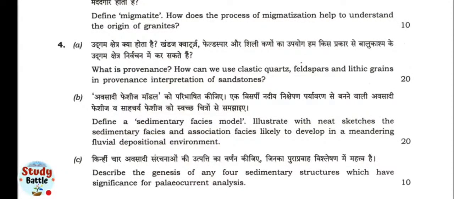Next one is: define a sedimentary facies model. Illustrate with neat sketches the sedimentary facies and the association of facies likely to develop in a meandering fluvial depositional environment. You have to talk about the sedimentary facies model, and also about the fluvial depositional environment, meaning what types of facies are likely to develop in a meandering fluvial depositional environment.